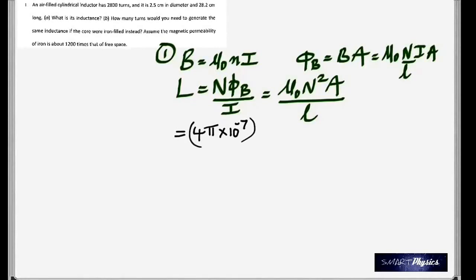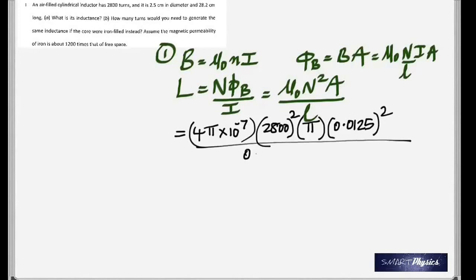The number of turns is 2800, so that is squared. The area of cross-section is pi r squared, which is pi times the radius squared. The radius is 0.0125 in meters, divided by the length, which is 0.217. When you substitute all that, you get 0.022 Henry, which is the answer to the A part. A direct substitution of quantities.